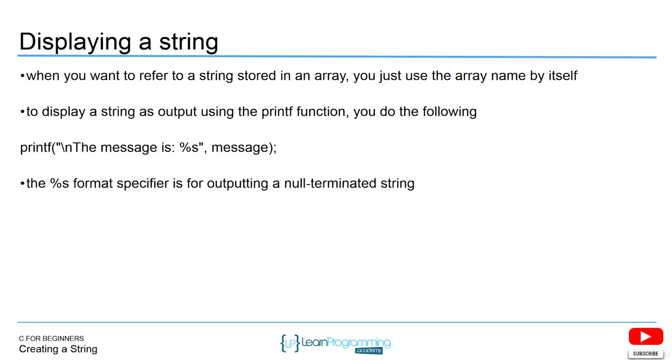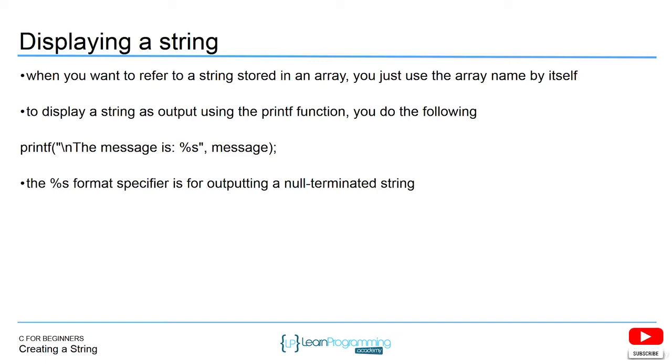And the %s format specifier is for outputting a null terminated string. Remember before we used %d for integers. You can use %c for characters. For strings, you use %s. And those are character arrays, and it expects a null terminated string.